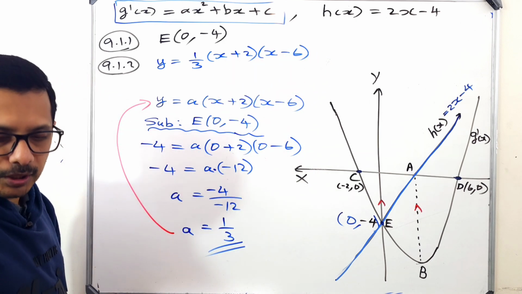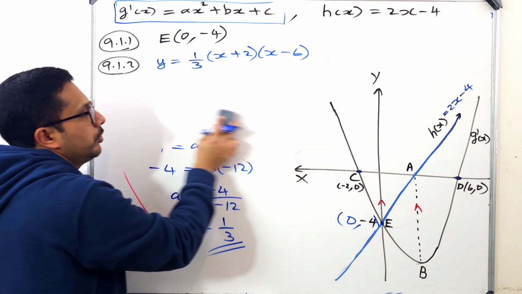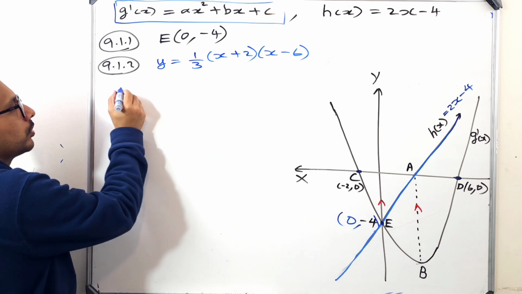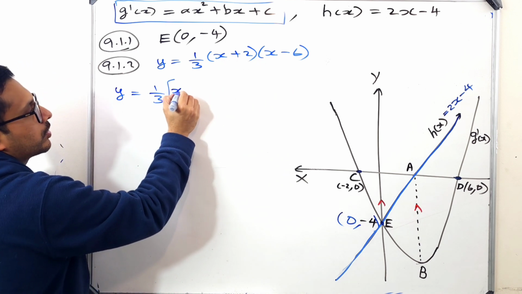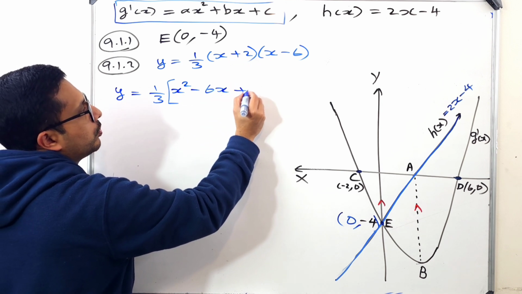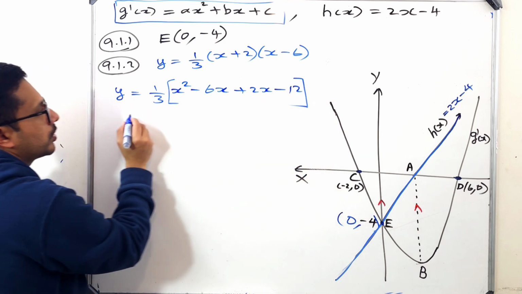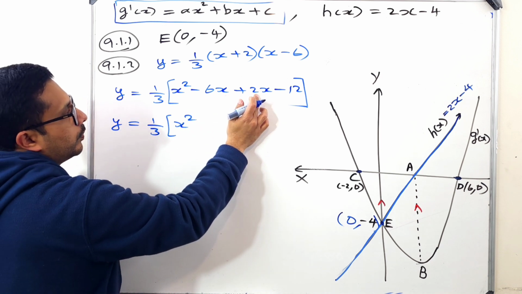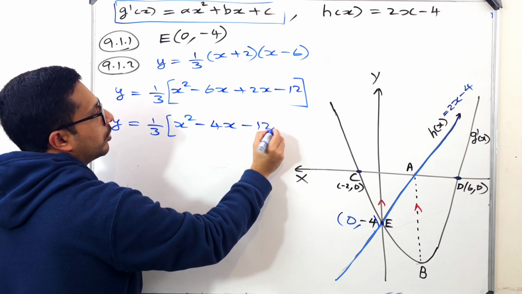Now we have to expand the bracket, then write that equation like this. Okay, so that is what we are going to do now. It's a little bit lengthy method, guys, but anyway. So y is equal to 1 over 3 into x is x square, x into minus 6 is minus 6x, 2 into x is 2x, 2 into minus 6 is minus 12. So simplify that one. y is equal to 1 over 3 into x square minus 6x plus 2x, minus 6 plus 2 is minus 4x, then minus 12.